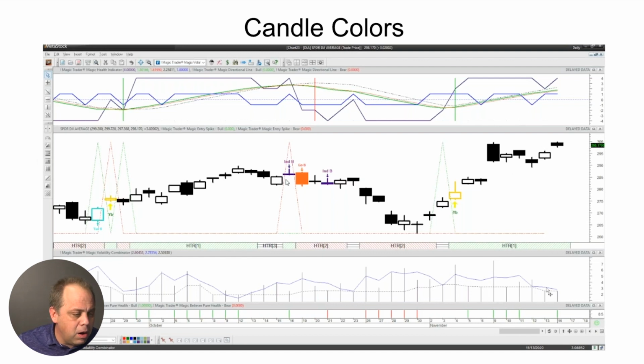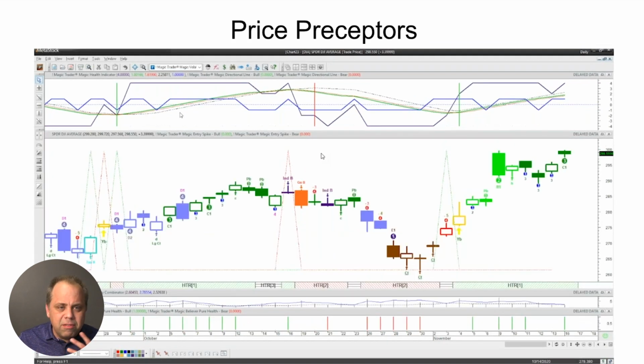If we go back here to where this short entry spiked up, where we had the directional line, you're getting all of these indications that this market is getting weaker, that this instrument is getting weaker, that the stock is getting weaker, and it's happening right here. I just love the way that things fit together and give you that.